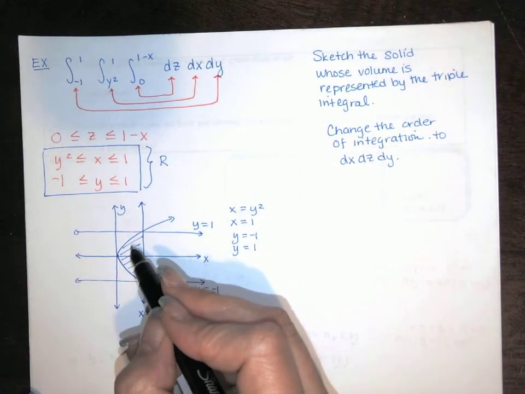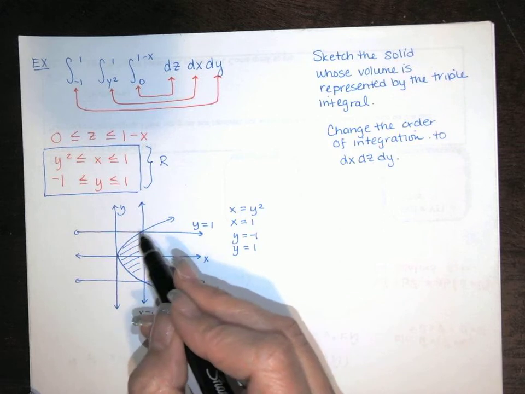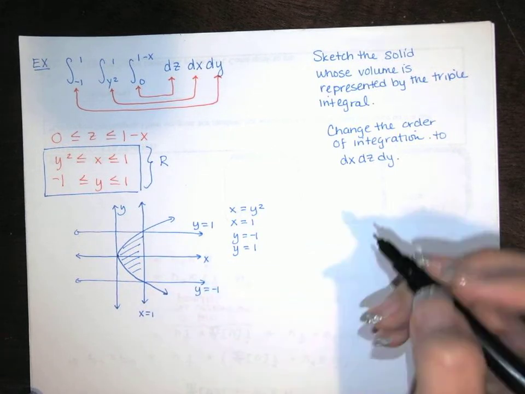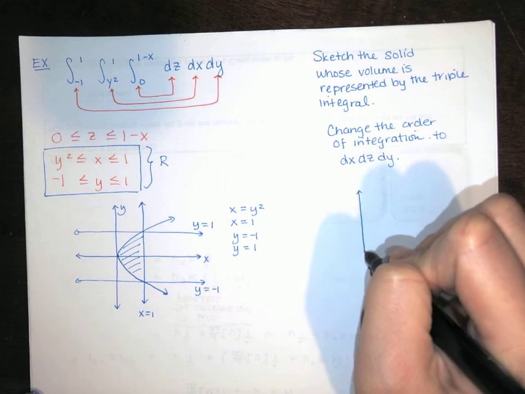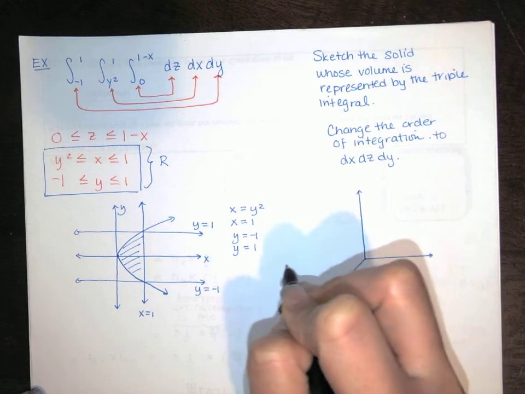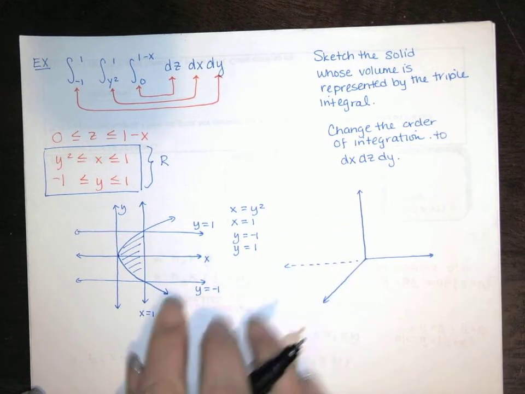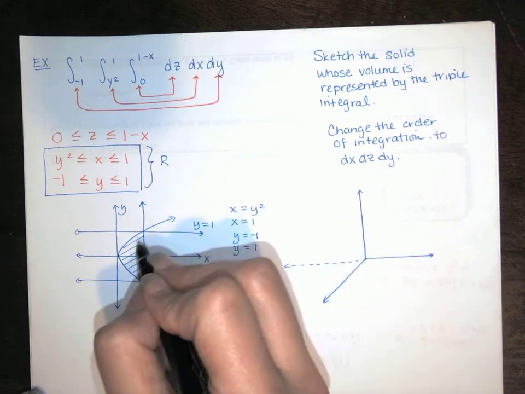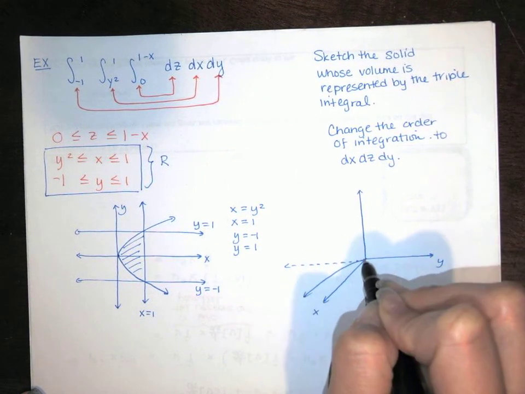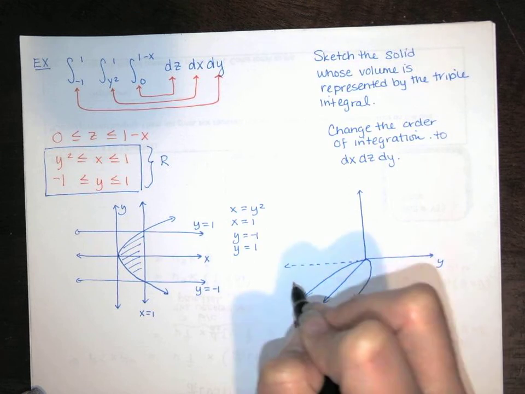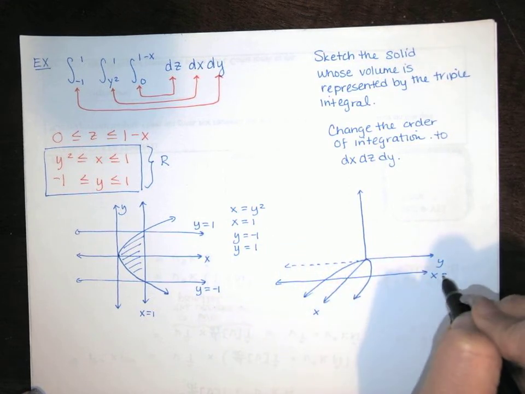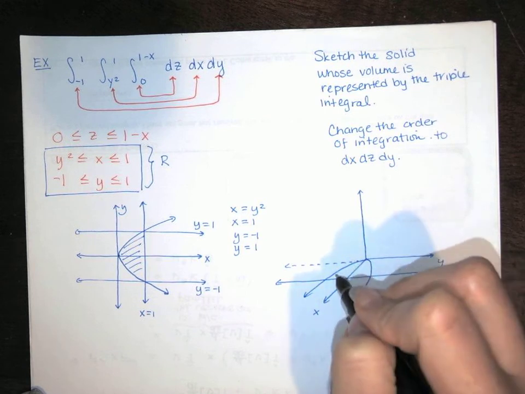Notice that we have positive and negative values for y, and we've got a parabola that's opening on the positive x-axis. So when we try to graph in 3-dimensional space now, you want to change your orientation just a little bit. We've got a parabola opening on the positive x-axis. So it looks like this. And then x equals 1 is right there. So this is the region R.